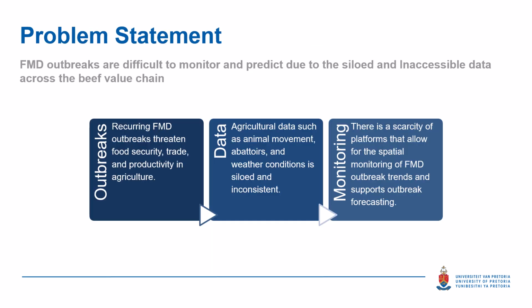The current problem is that data is scarce, it's siloed, and it's inconsistent. This means that there are difficulties for stakeholders to be able to plan for recurring FMD outbreaks and to plan for the aftermath, such as trade, productivity in agriculture, and food security. And there isn't a centralized view at the moment where our project leads can go and see the current state of outbreaks and plan for the risks that are involved.